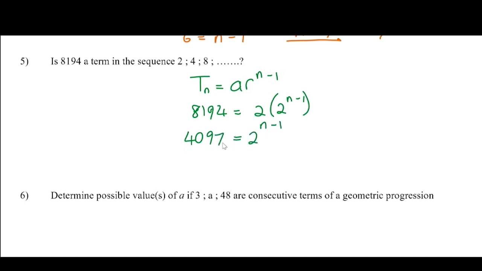Playing around with the calculator, we'll see that in fact 2 to the 13 is pretty close, but not exactly right. So in fact, we'll find that it's not actually possible to make 4097 exactly. So no, it's not a term. Remember, N has to be a whole number, a positive whole number bigger than or equal to 1.